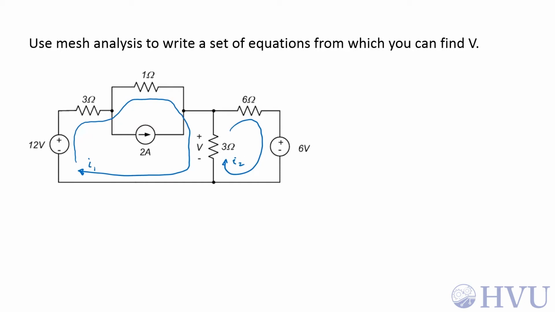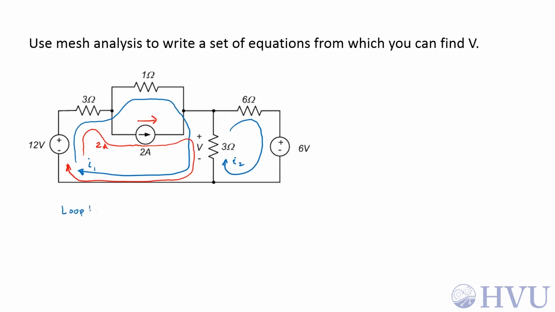However, now for our constrained loop, let's go around here through the 2 amp source, because it has to account for that current, down here and around through here. That'll still be 2 amps. It's still going in this direction, and it still accounts for the current in that source. Now let's write KVL around the 2 mesh loops.